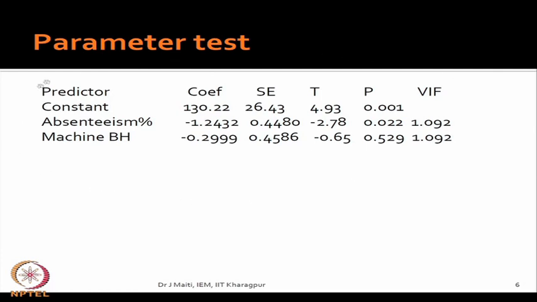Now, this is the parameter test table. In this table, you see this is the predictor or explanatory variables or independent variables. One is beta 0, that is the constant term, then absenteeism, and machine breakdown hours. Now, we have seen that beta 0 is 130.22, absenteeism minus 1.24 and machine breakdown hours minus 0.30, which we have given. These are the standard errors.